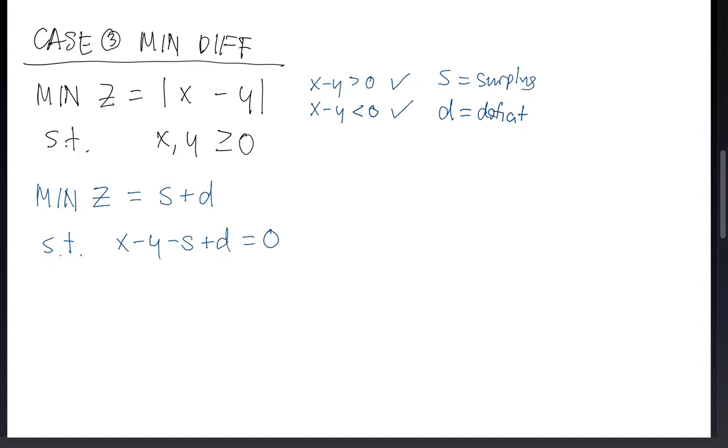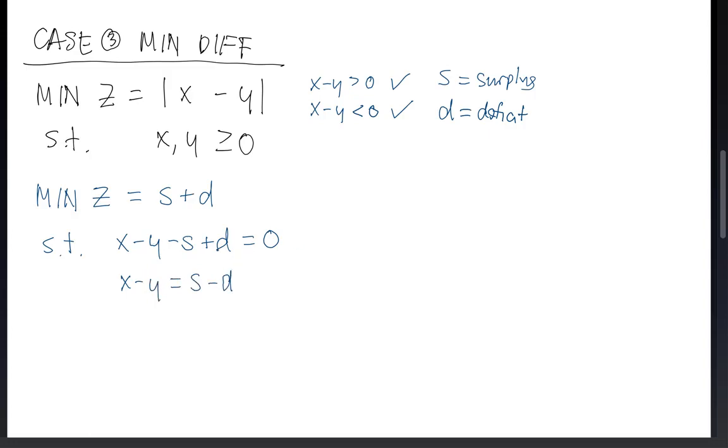What? Okay, let's get to that. We can also rewrite this as x minus y minus s minus d equals 0. And you might be able to notice here that what this is saying is that x minus y should always be equal to s minus d. So let's rewrite it like that. x minus y is equal to s minus d. Okay? These two constraints are the same.